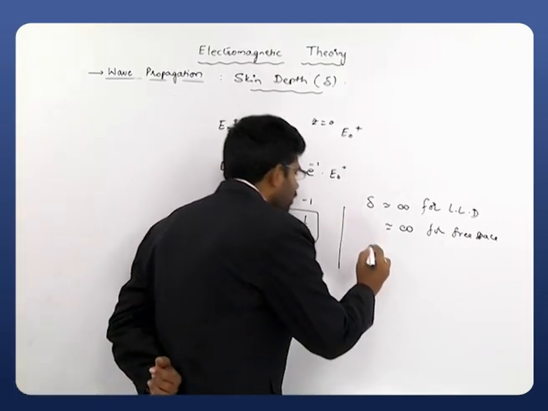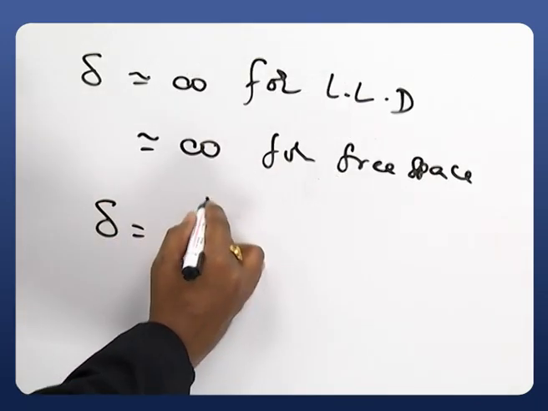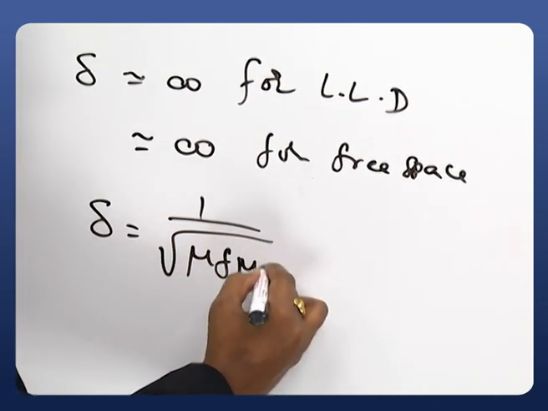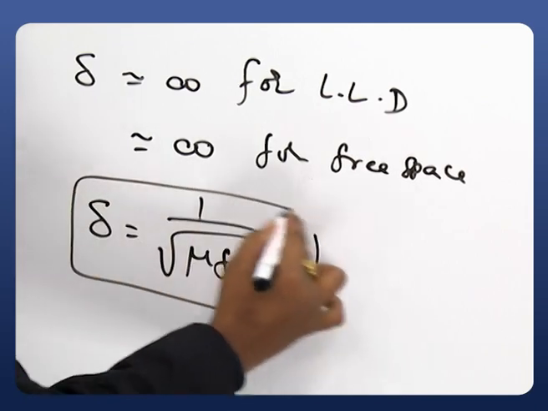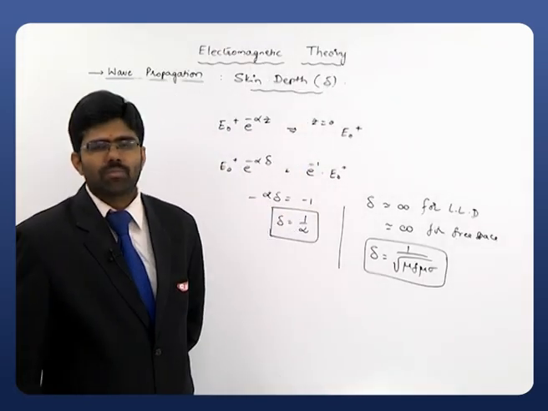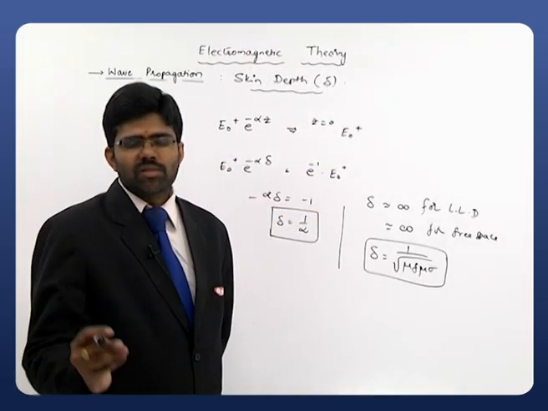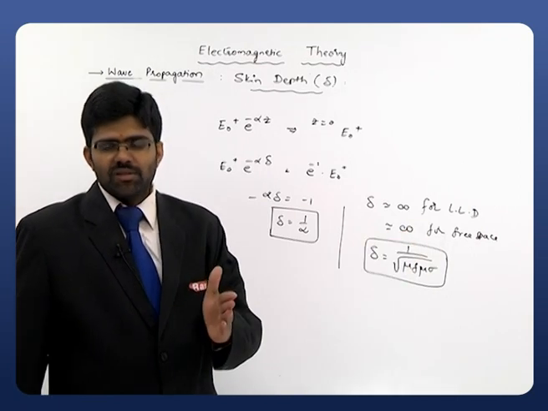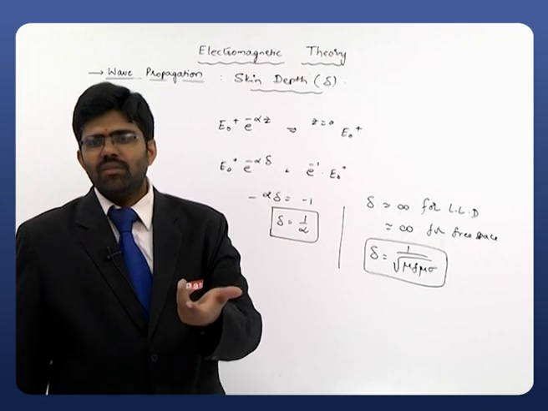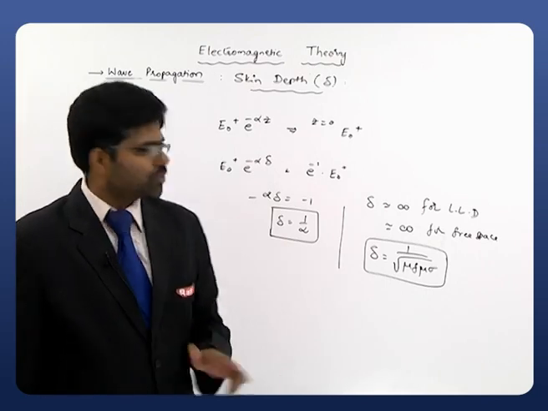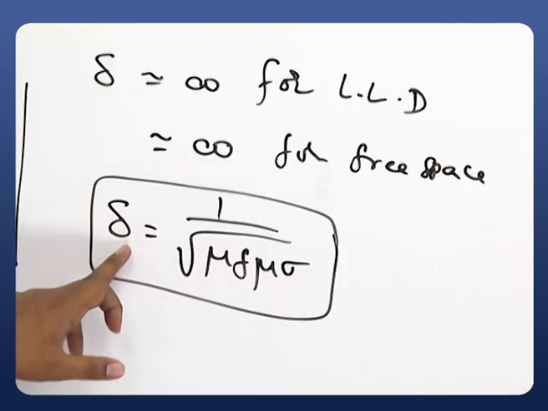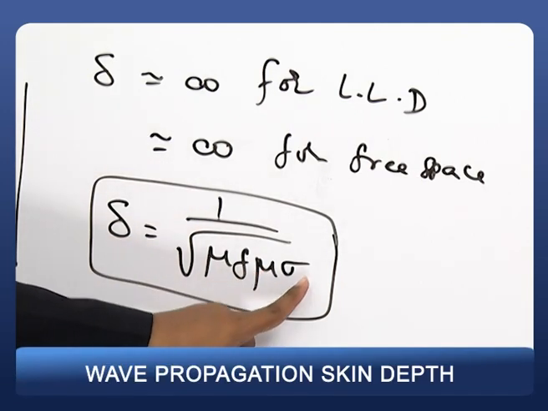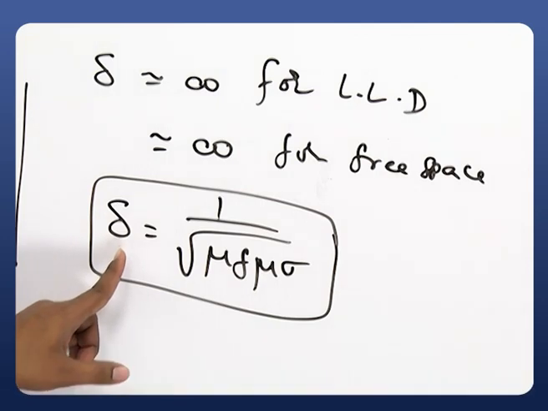So what is the delta value for a conductor? Delta is equal to 1 by under root pi f mu sigma. This is the important equation you are supposed to remember, because some problems may be given to calculate the skin depth, by giving the frequency, conductivity and permeability of that particular medium. So this is the equation you have to remember. Delta equals 1 by under root pi f mu sigma. For high conductivity, this delta is very less.